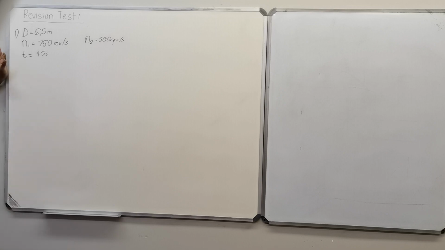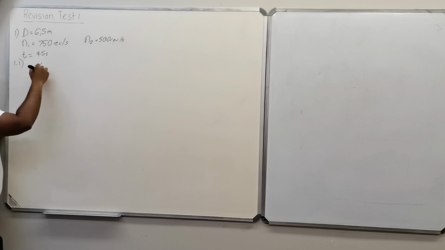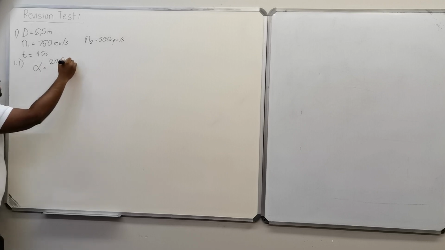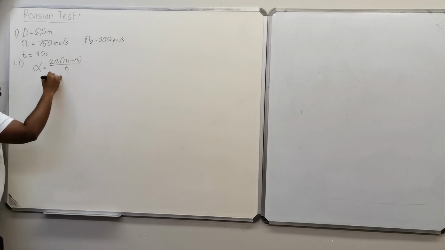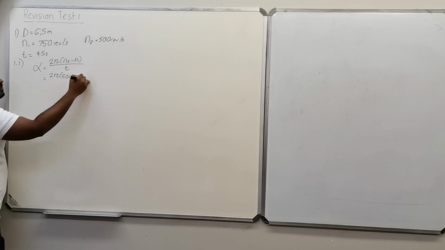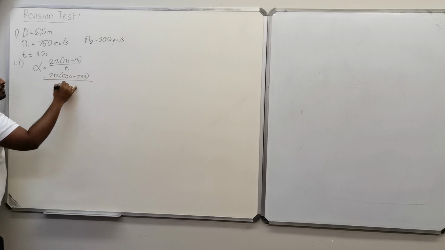Okay, our units, is everything fine then? Don't need to do any conversions. So, what formula would you use to work that out? Alpha equals 2 pi n2 minus n1, over t. So you substitute: 2 pi times 500 minus 750, all over 10. No, 45.